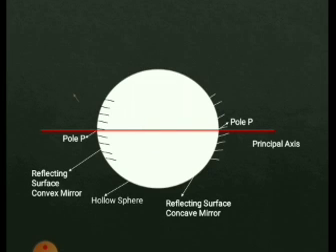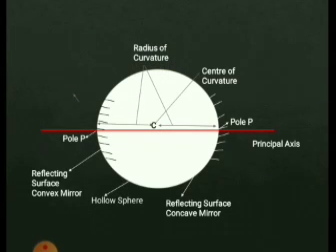The point located exactly at the center of curvature is termed as the center of curvature, and it is denoted by the symbol C. A straight line which passes through the pole and the center of curvature is termed as the principal axis. As I was telling earlier, the exact center is termed as center of curvature. It is denoted by C.